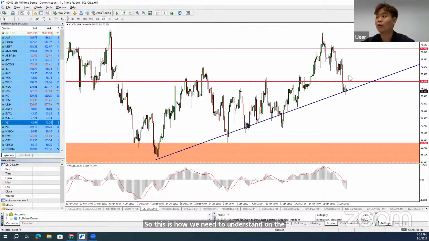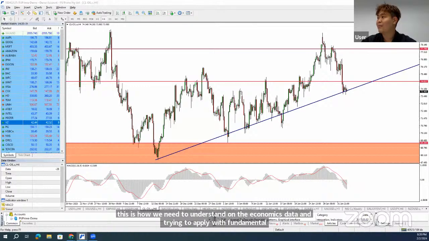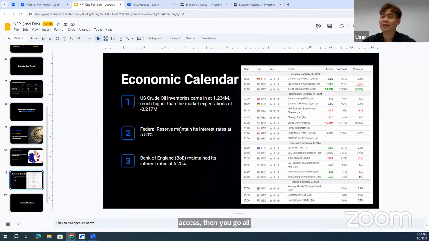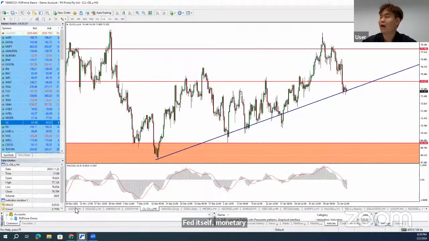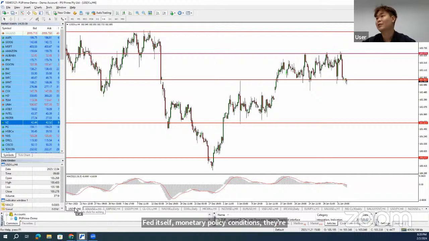And try to apply it with fundamental as well as technical analysis all together. Another important criterion is the Federal Reserve monetary policy decision. They maintained their interest rates at 5.5%, but they did not provide a very aggressive statement. That's why the overall trend for the dollar is slow, because they're still saying that they need to continue monitoring future economic data to predict their future monetary policy decisions.